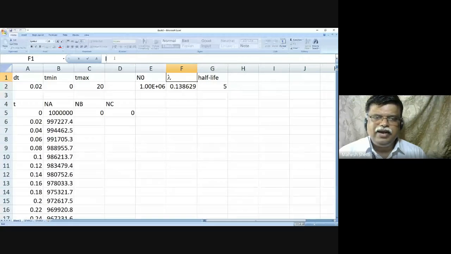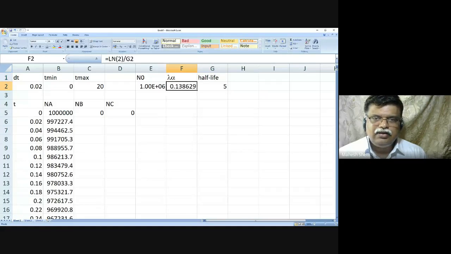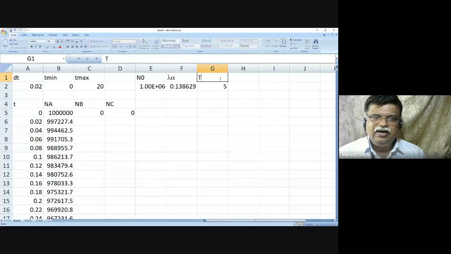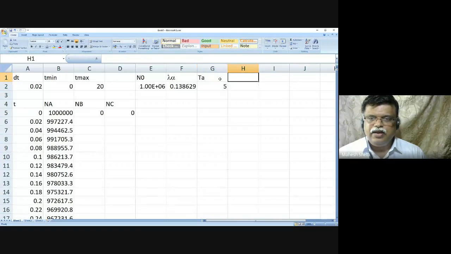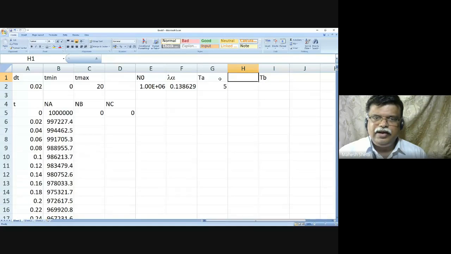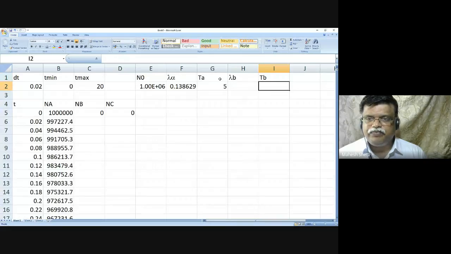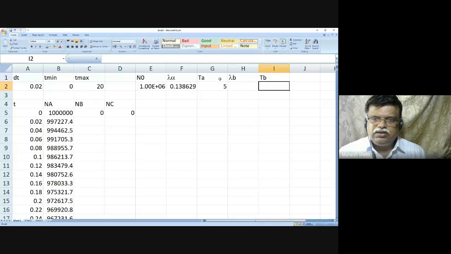Now we need one more constant here. This is going to be lambda A. Half-life for A, let me write this as PA, and let me also write the half-life for B. Suppose the half-life for A is say 5, the half-life for B could be larger or smaller. Let me take a smaller number, something like 2.